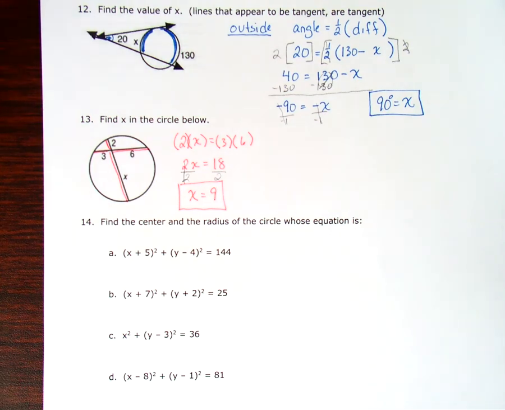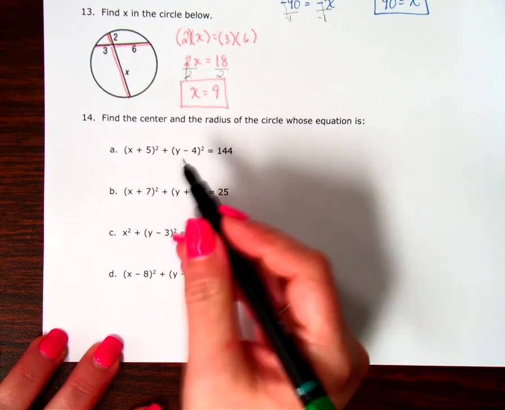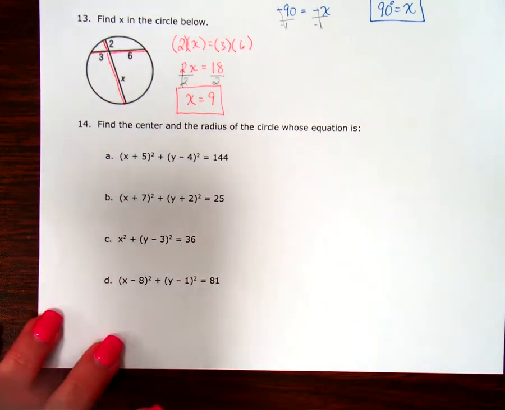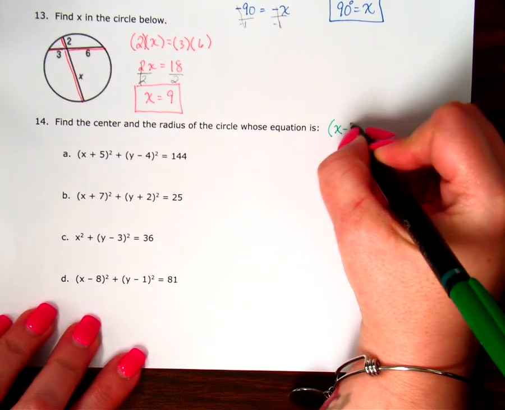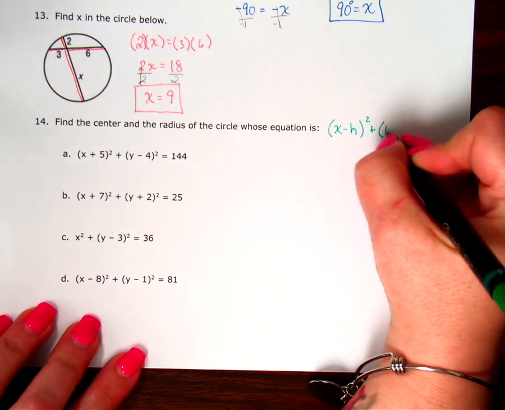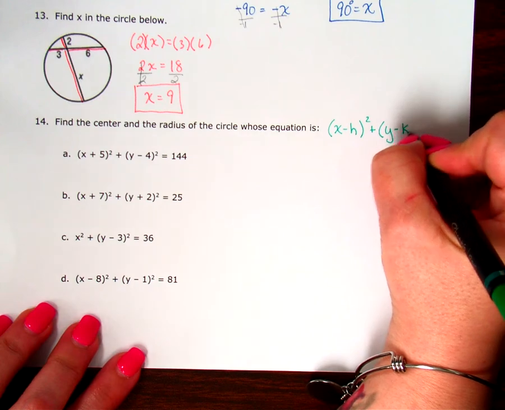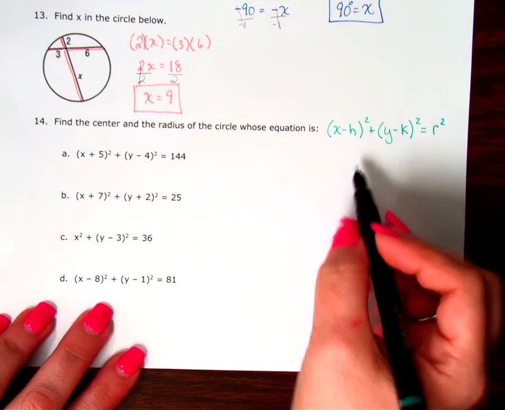All right, the next one, number 14. Find the center and the radius of the circles whose equation is, and there are 4 of them to do. Remember my formula for a circle says we take x minus h, close parentheses squared, plus y minus k, close parentheses squared, equals my radius squared.